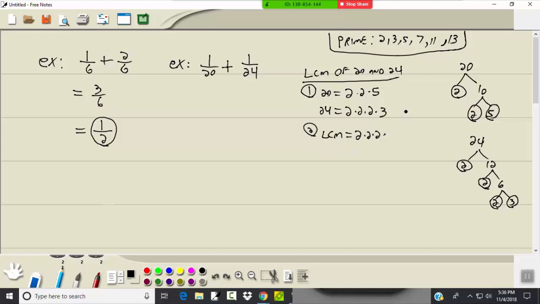I go to my 3 then. And I'm looking for the greatest number of 3's on a single line. I got none here. I got 1 here. So the greatest number of 3's on a single line is 1. Then I'll go to my next prime, which is 5. And I got 1 5 here, no 5's here, so the greatest number of 5's on any single line is 1. So we got 2, 4, 8, times 5 is 40, times 3 is 120.